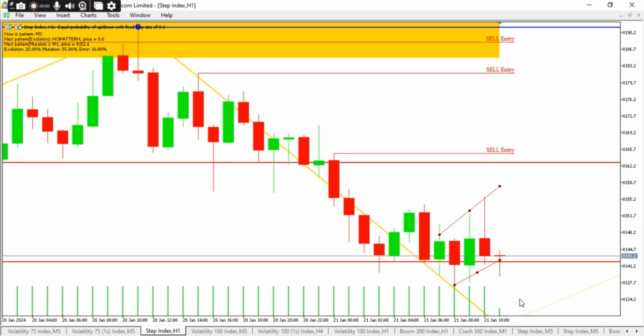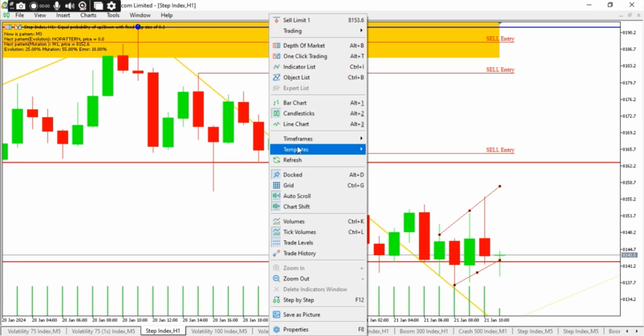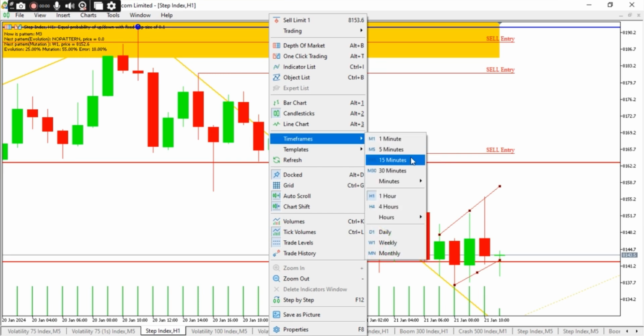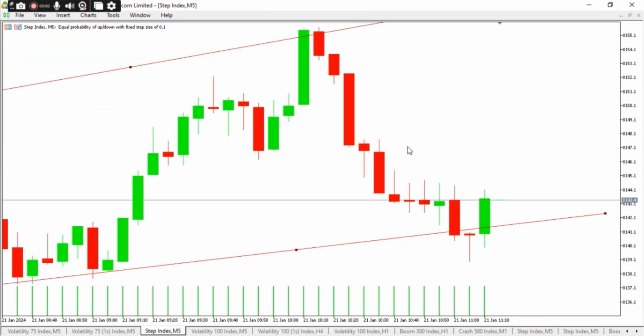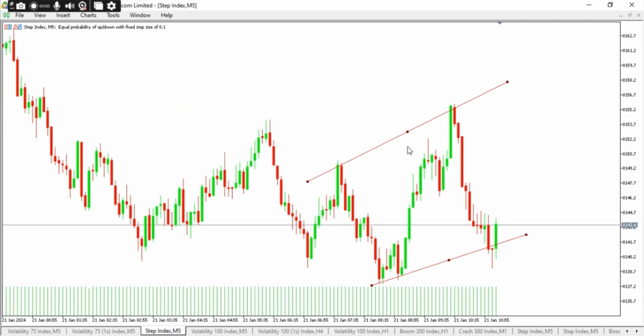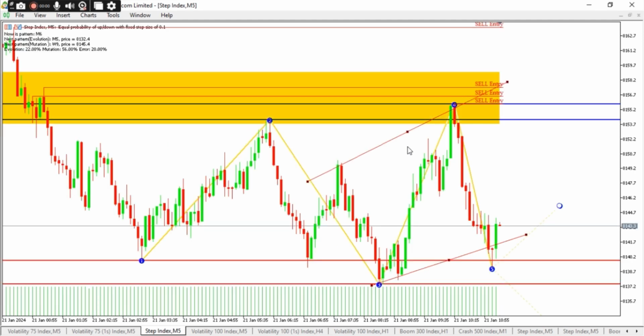So once the H1 says buy, we now go back to M5. Then we analyze M5 using our trend lines and channels. Then we wait for a signal. Once it gives us a signal there, then we can enter.